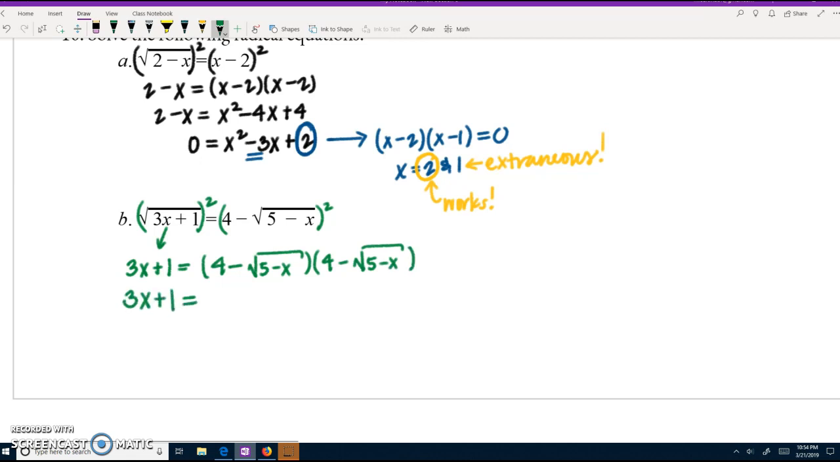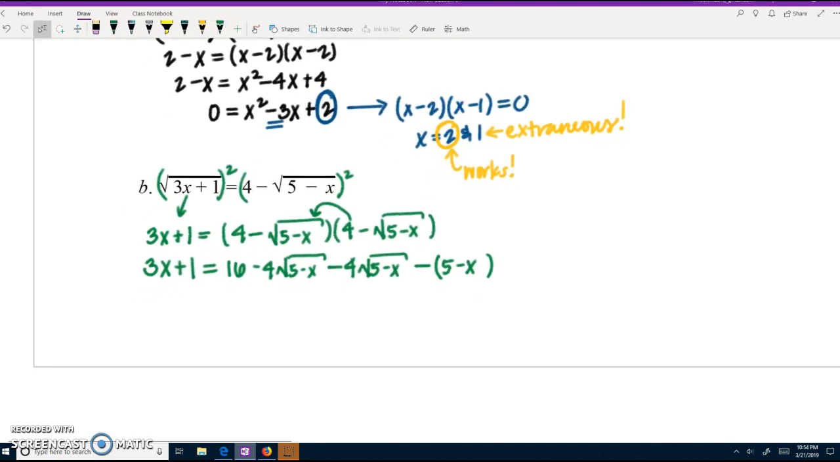We'll have 3x plus 1 equals, my first terms, 4 times 4, gives me 16. Now my inner and outer terms are both going to involve a 4 times the square root. So I'm going to have minus 4 square root of 5 minus x, minus 4 times the square root of 5 minus x. And then what's going to happen at the end is anytime I multiply something under a square root, I'm just going to get rid of the square root if those expressions match up. So I'll end up with minus 5 minus x. Now I have some serious like term combining to do. So I'll have 3x plus 1 over here.